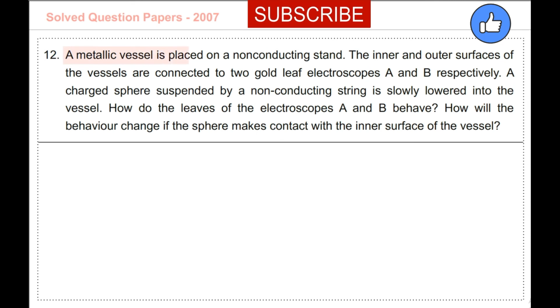A metallic vessel is placed on a non-conducting stand. The inner and outer surfaces of the vessel are connected to two gold leaf electroscopes A and B respectively. A charged sphere suspended by a non-conducting string is slowly lowered into the vessel. How do the leaves of the electroscopes A and B behave? How will the behavior change if the sphere makes contact with the inner surface of the vessel?